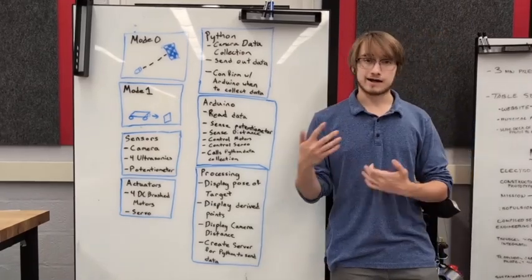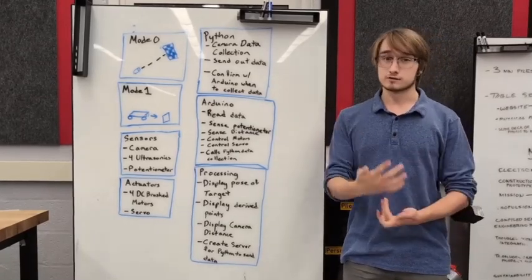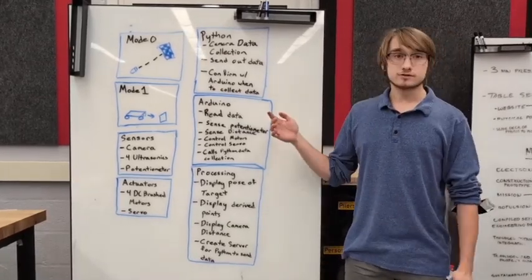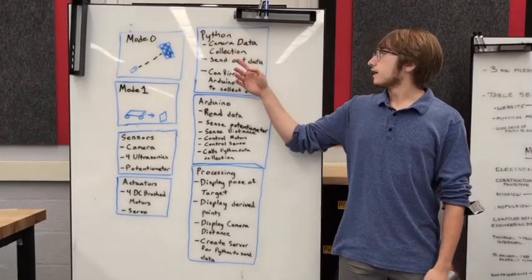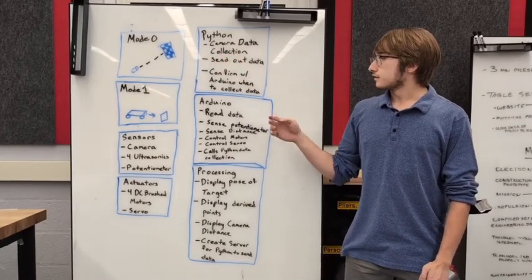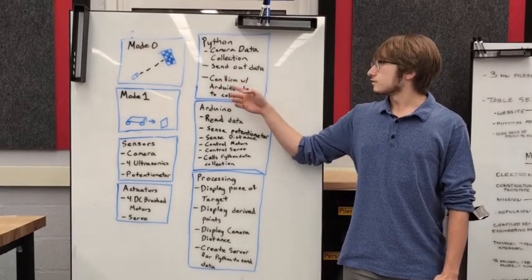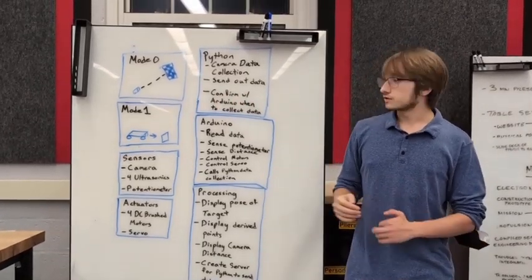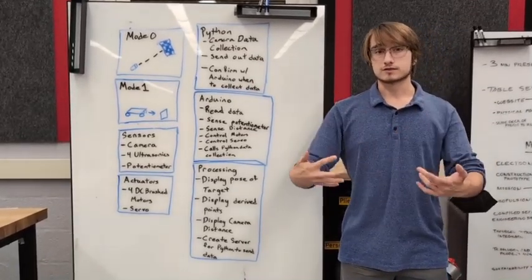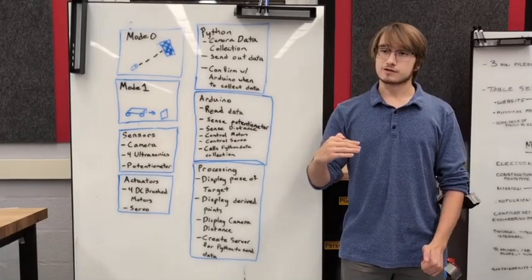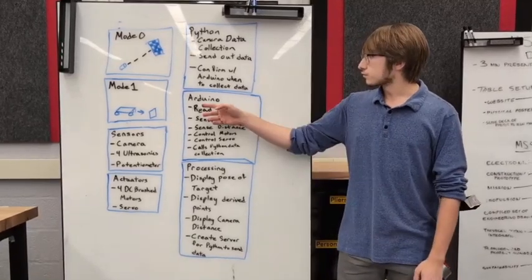Now you might be wondering, how do I do this with an Arduino? That's an excellent question because an Arduino has very limited memory, right? So what I do is I interface with Python. I do the camera data collection in Python, and I send out the data to both the Arduino and the processing windows. I confirm with Arduino when to collect the data. Python waits for Arduino to send a flag. Once Arduino sends the flag, it begins the data collection process, and then it sends a signal to Arduino saying the data is ready.